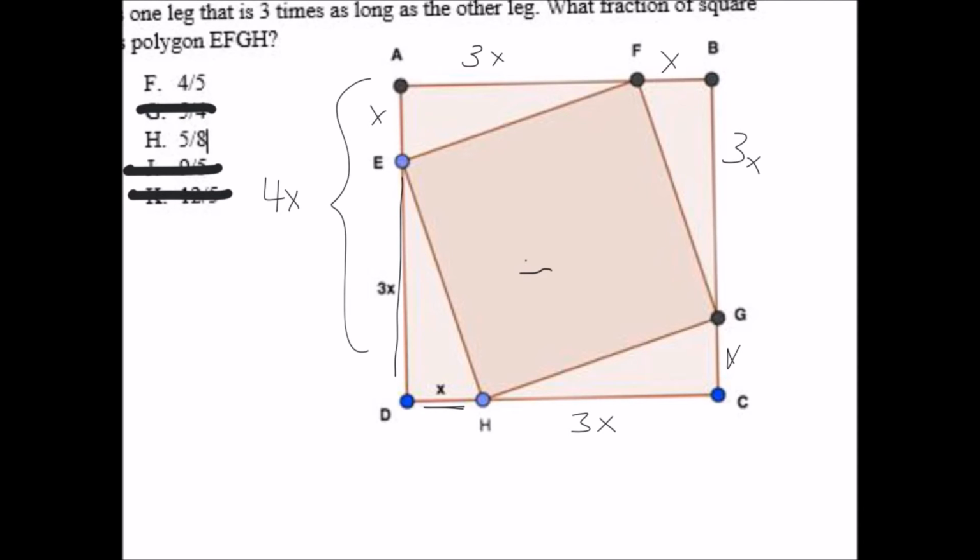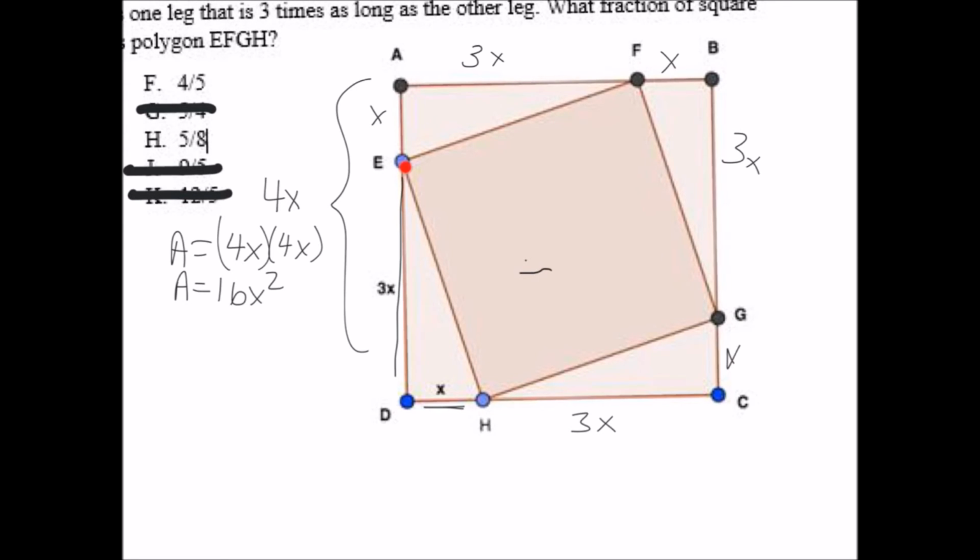So the area of this larger square, the area of the big square, is going to equal 4x, that's the length, times the width, which is the exact same, another 4x. So the area of the big square is going to be 16x squared.